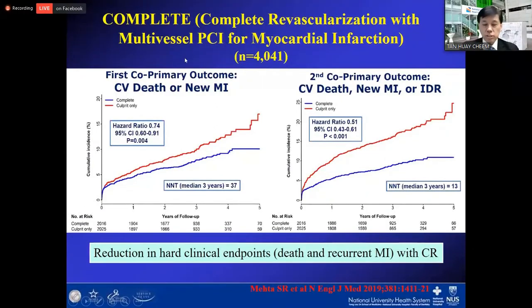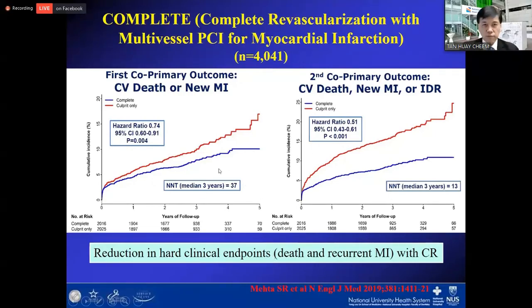The COMPLETE trial is different because it is the biggest of all the randomized control trials, with 4,000 patients randomized to either culprit versus multivessel PCI. There are two co-primary outcomes here. One is the hard clinical endpoint of death and myocardial infarction, and the other included ischemia-driven revascularization. I want to highlight that in the COMPLETE trial, there is a reduction in hard clinical endpoints, just like the CULPRIT trial at 5 years of follow-up.